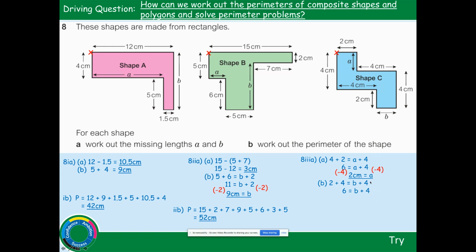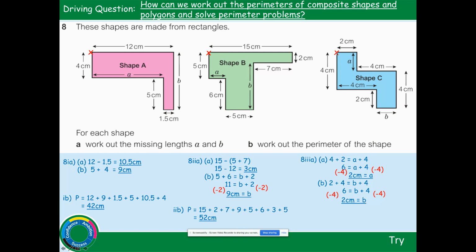So 4, just like the previous one, to get B on its own, I need to subtract 4. So I need to subtract 4 on that side of the equals as well. That will leave me with 6 subtract 4 is 2. 2 centimetres will equal B.